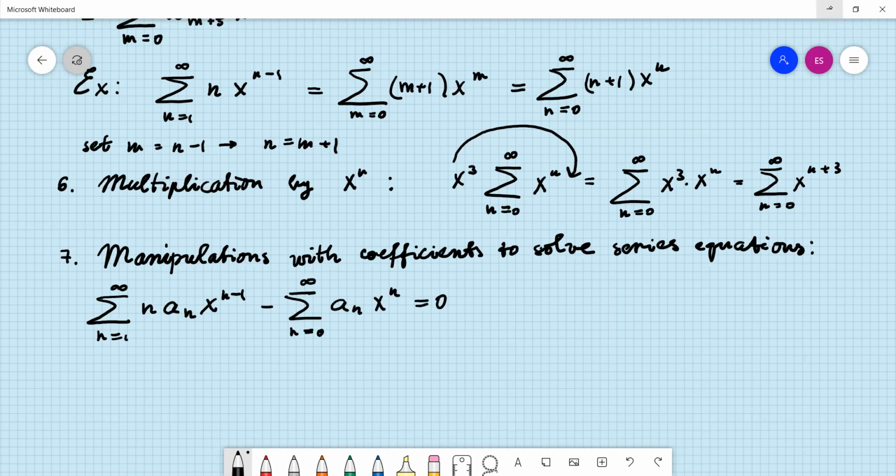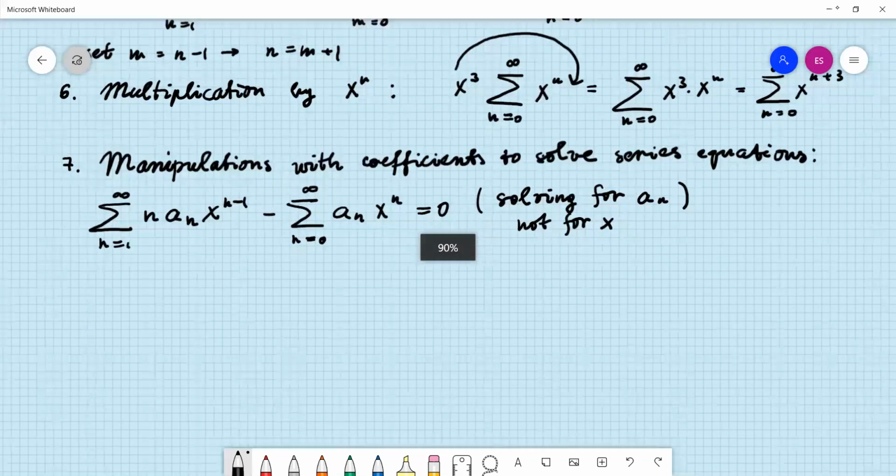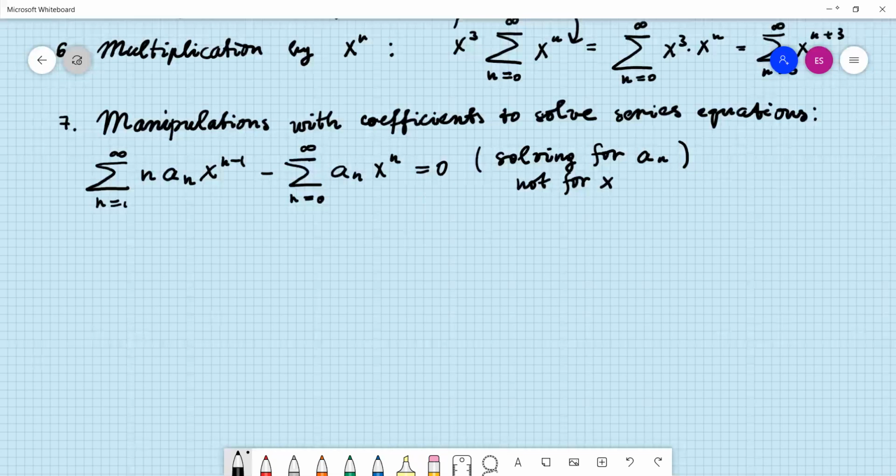Whenever you have an equal sign, it's an equation, right? What are we searching in this equation? We are not solving this equation for x. X is just a variable. We are solving this equation for a_n, not for x. Actually this equation is supposed to be true for every x where the series are convergent. So we're not solving it for x, we are solving it for a_n.